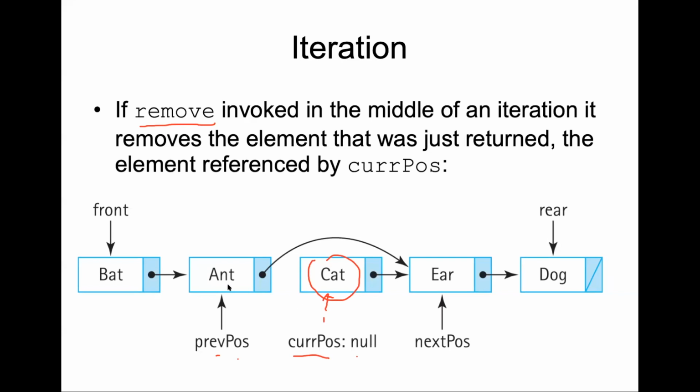The link between ant and ear must be established. Therefore, we look at previous position, which points to ant. We establish that connection by virtue of linking the previous position to the next position through this bridge. And the removed element is completely removed. There won't be any link between cat and the rest at that point.